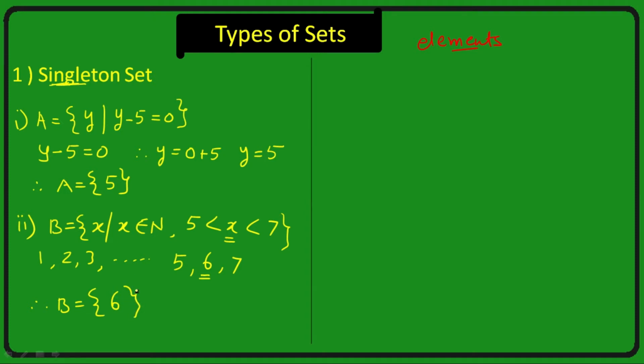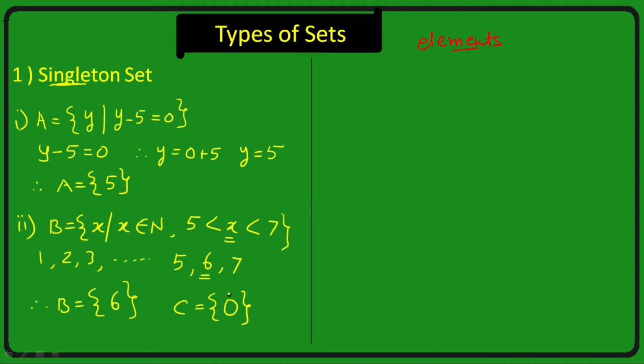So such types of sets are called singleton sets. Singleton means in that set there is only one element. We can write like this also: {0}. This is also an example of a singleton set.